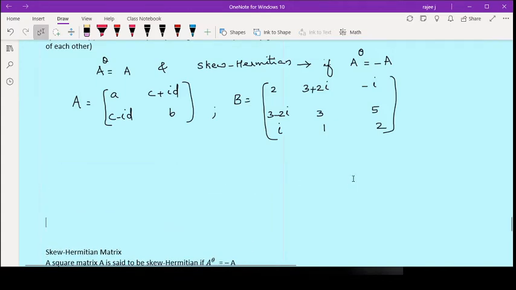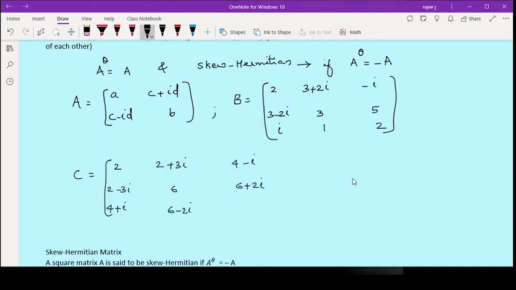One more example I will write here. Say C is equal to 2, 2 plus 3i, 4 minus i. Here I will write 2 minus 3i. Here I will write 4 plus i. Here say some number, say 6. Here say 6 plus 2i. Here I will write 6 minus 2i. Here say another number 7. So now from these three examples, you tell me what will be a Hermitian matrix. All these three are Hermitian matrix.